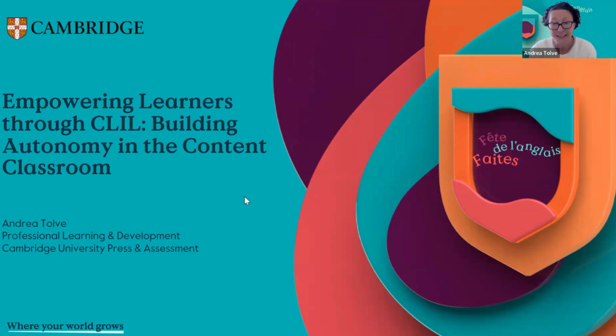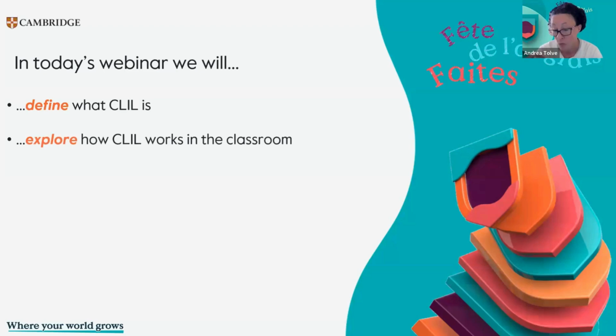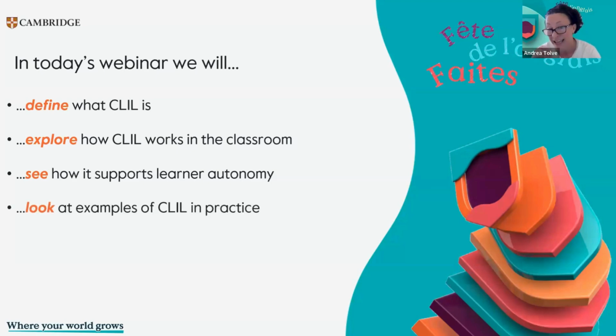The overview of this session, what are we going to be looking at in today's webinar? Well, we're going to define what CLIL is. We're going to have an overview of what CLIL means and how it works. We're going to explore how CLIL works in the classroom. We're going to look at some key features and how it looks in practice. We're going to also see how it can support learner autonomy, how it can help our students become more independent. We're going to take a look at some examples of CLIL in practice and finish off by reflecting on the benefits of using CLIL. So it's quite ambitious for the next 45 minutes.